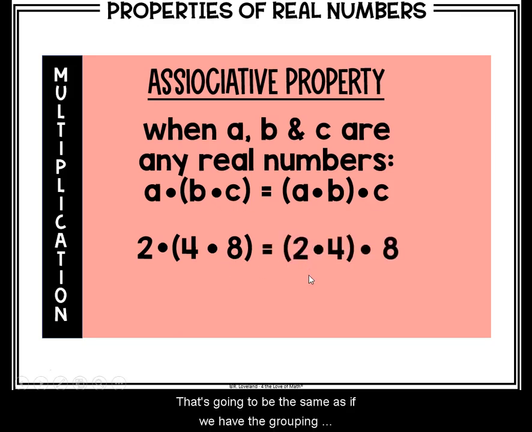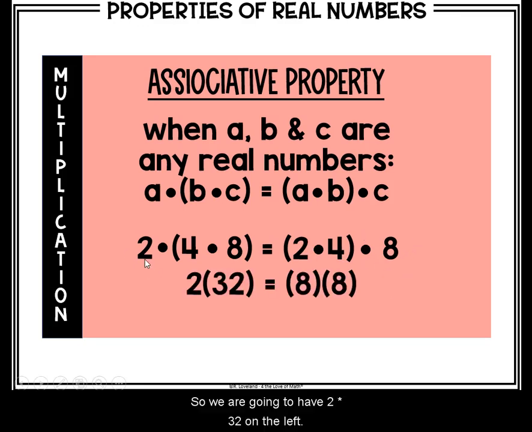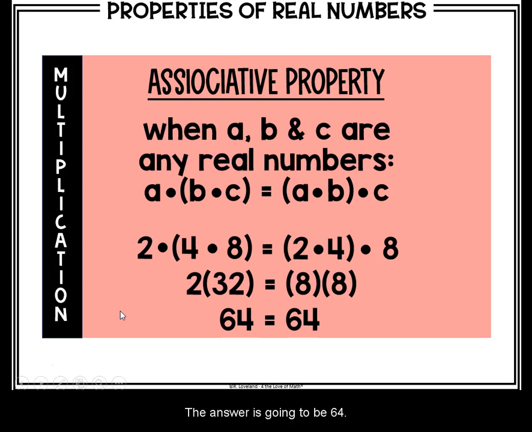That's going to be the same as if we have the grouping symbols around the 2 and the 4 and the 8 on the outside. So we're going to have 2 times 32 on the left. We're going to have 8 times 8 on the right side. The answer is going to be 64 for both sides.